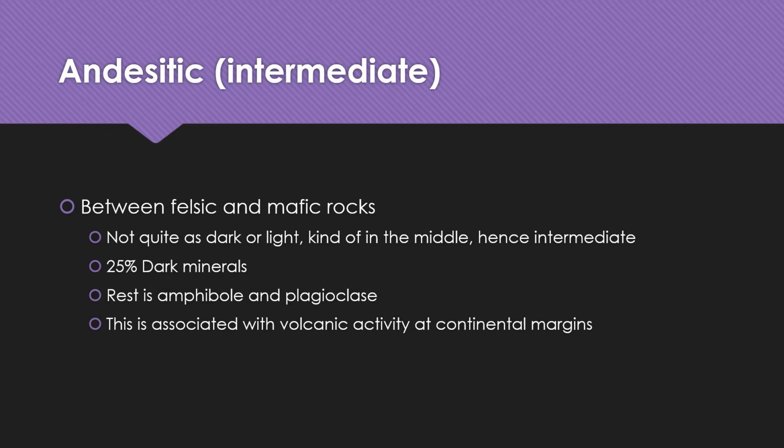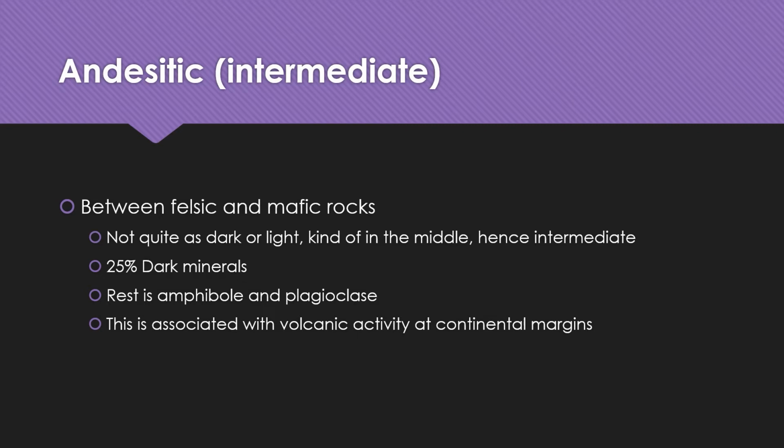The rest is amphibole and plagioclase, and they are associated with volcanic activity along what we call continental margins. And again, we're going to get into more on this, but basically, if you've heard of the Cascade volcanic range in California and Washington and Oregon, we're going to find a lot of this rock there.